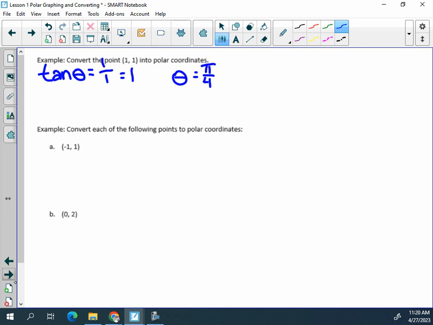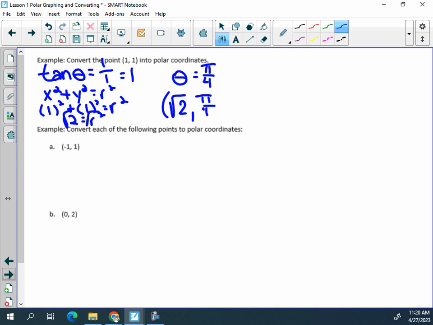Okay, so we're going to use the Pythagorean identity, x squared plus y squared equals r squared. So we've got 1 squared plus 1 squared equals r squared. 1 plus 1 is 2. And then we're going to square root. So r is the square root of 2. So square root of 2, comma, pi over 4 is our problem.